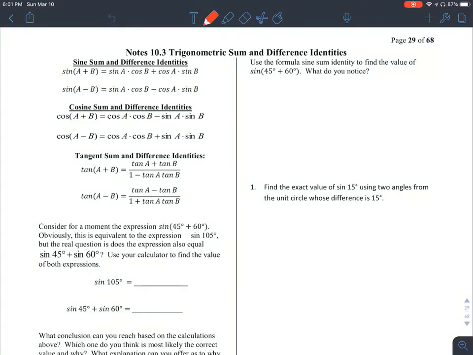This is Pre-AP Precalculus, section 10.3. We're going to use the trig sum and difference identities. So let's start right down here and we'll backtrack.